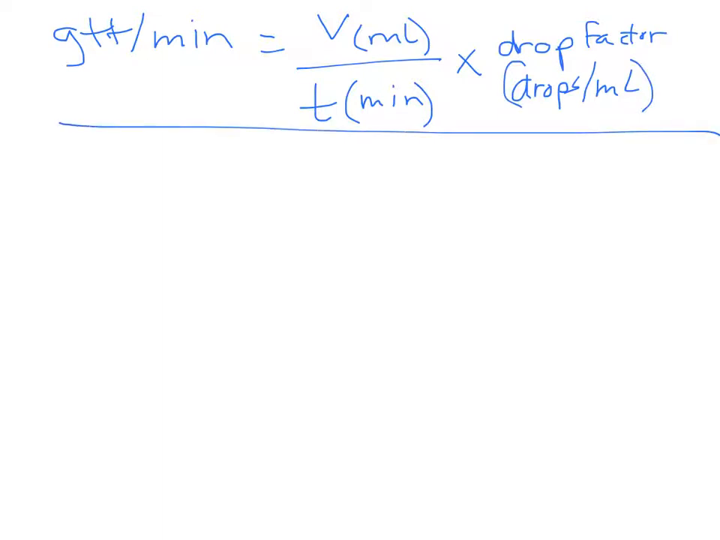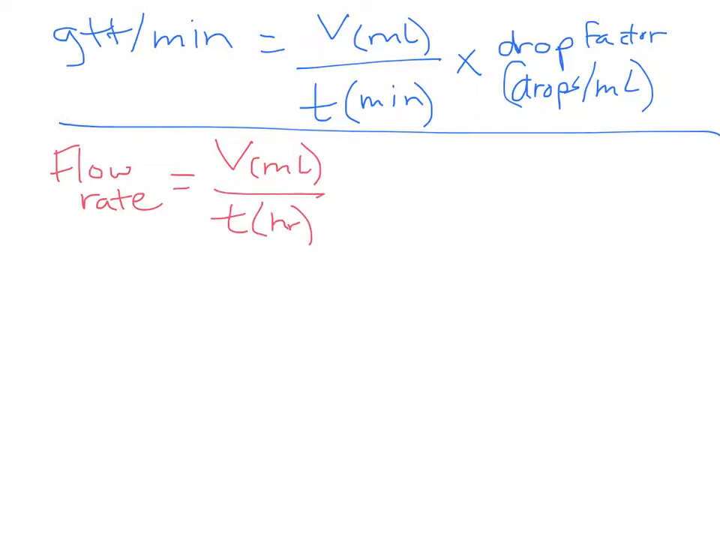The next formula we looked at is if I'm calculating the flow rate. Flow rate, remember, is milliliters per hour. It'll probably be asked in a question to calculate milliliters per hour. I need the volume in milliliters, and I need my time in hours. I simply divide one by the other, and it'll give me milliliters per hour. So that's our flow rate.